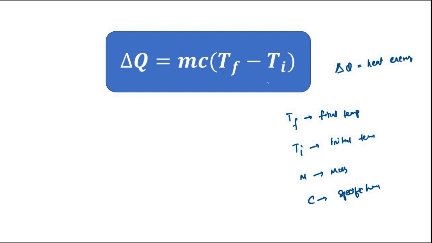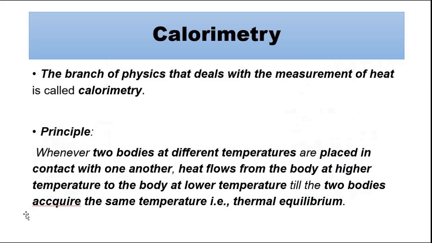And always remember, there are two unit systems, CGS and SI. In CGS, heat energy is in calories, temperature in degrees Celsius, and mass in grams. In SI, it is joule, Kelvin, kg. Okay, now coming back to the topic, which is calorimetry.